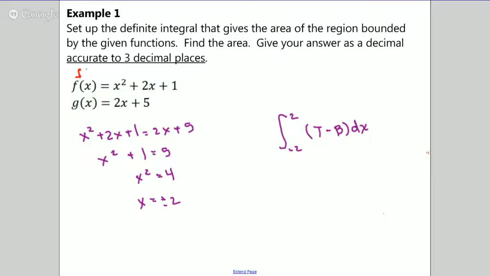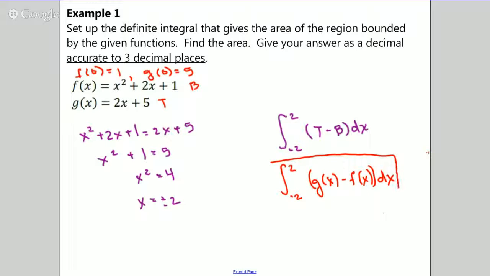So if I find f of 0, what do we get there? Just 1, right? If we find g of 0, we get 5. So since 5 is greater than 1, g is the top function and f is the bottom function. So my final integral is the integral from -2 to +2 of g of x minus f of x dx. And I'm going to leave it like that. Since f and g were defined in the problem, it's fine to leave it like this.